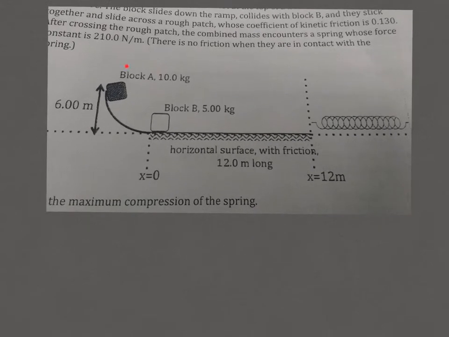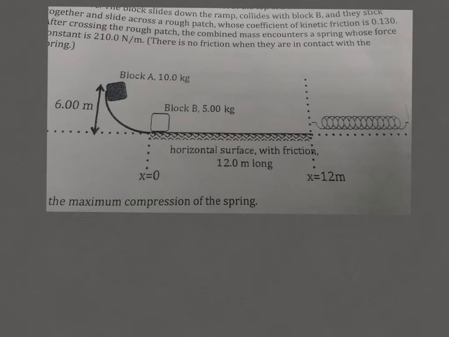All right, so we have a block here, gives us the masses of these two blocks. It is released at this height, slides down, reaches its maximum kinetic right before the collision. When they collide, it says that they stick together, and then it slides across this surface that has friction, and the friction is listed here, and then it ends up in contact with the spring, with the spring constant here, and we're trying to figure out how far does the spring compress.